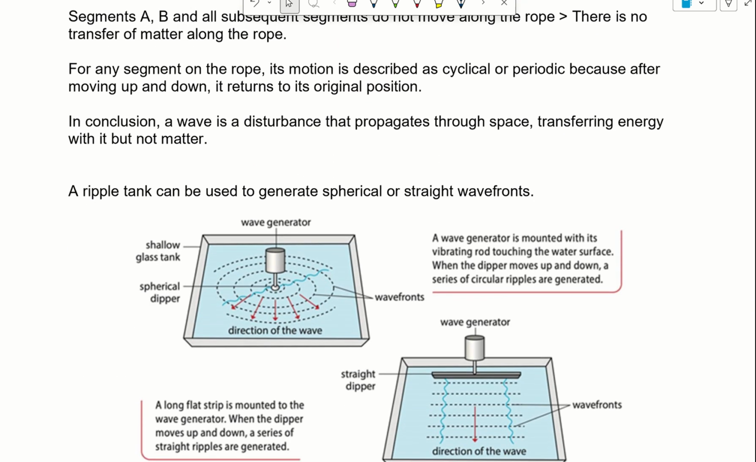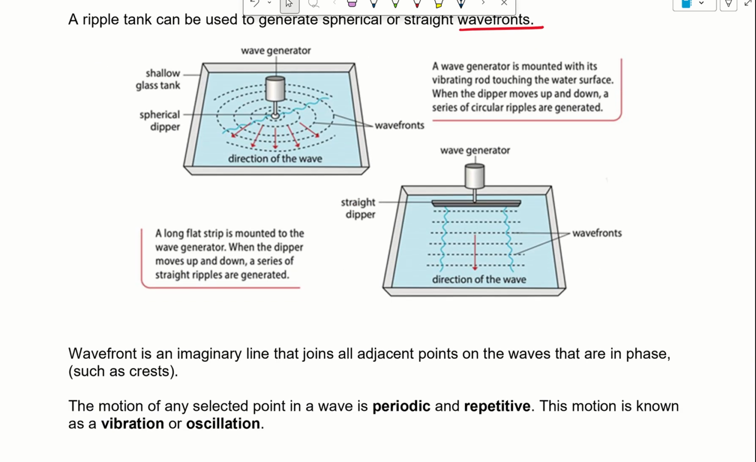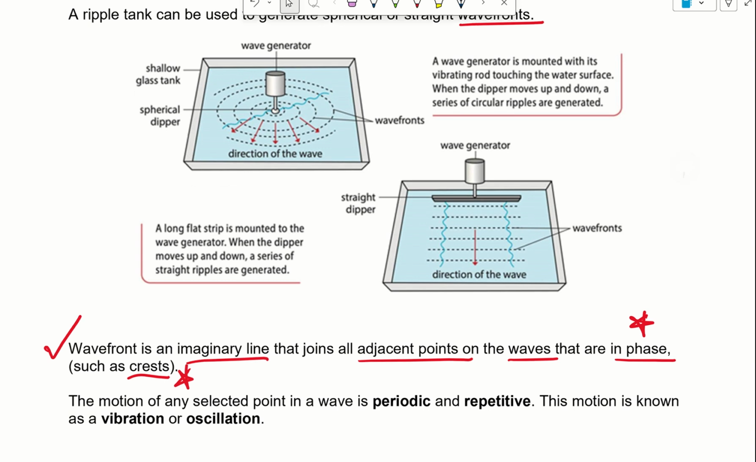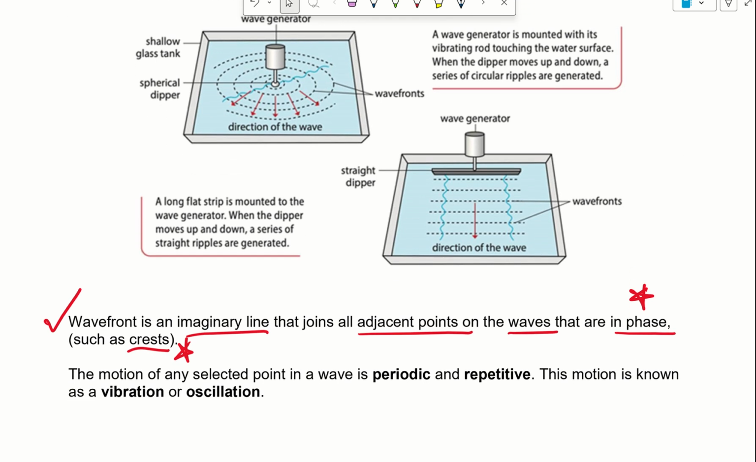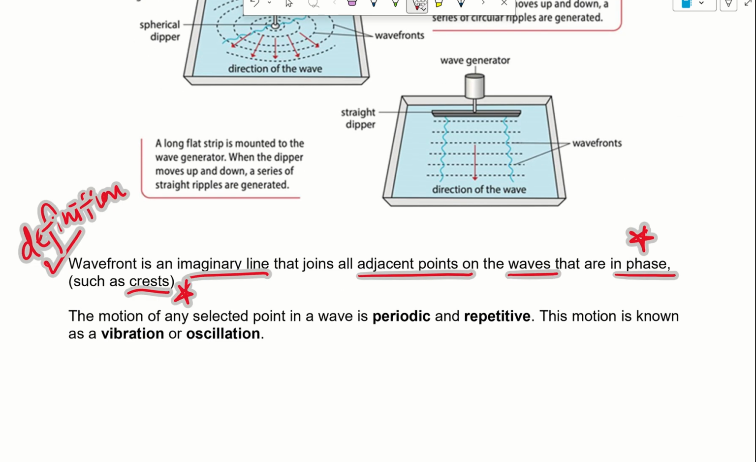Okay, so we can use a ripple tank to generate spherical or straight wavefronts. Okay, what is a wavefront? Later on I'll elaborate. It is over here. This is a definition that you need to memorize. It is an imaginary line that joins all adjacent points on the waves that are in phase, such as crests. I'll be elaborating more on these terms later on in the other success criteria. Okay, so meanwhile, you need to memorize that this is the definition for wavefront. Okay, and later on when I explain all these terms, you'll be clearer.